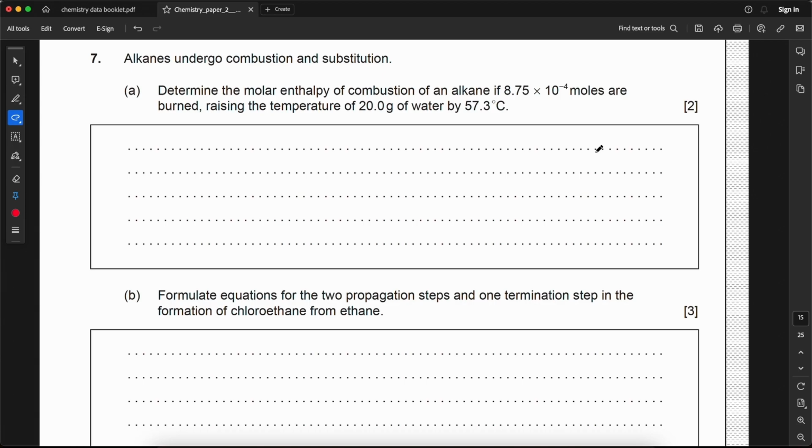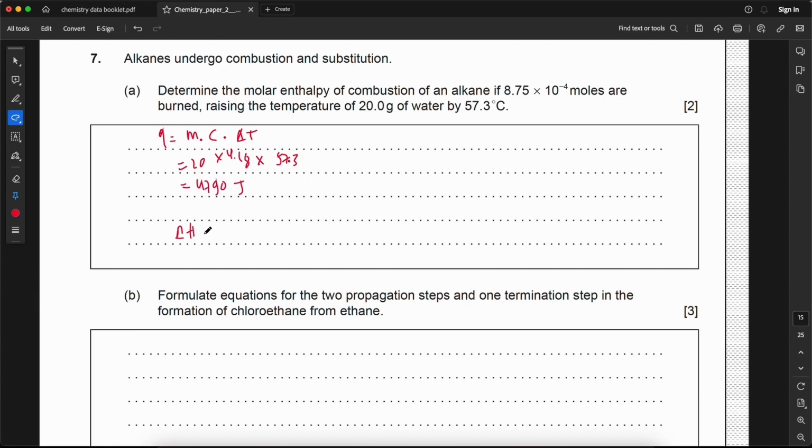Alkanes undergo combustion and substitution. Determine the molar enthalpy of combustion of an alkane if 8.75 times 10 to the power -4 moles are burned, raising the temperature of 20 grams of water by 57.3. So Q is mcΔT, and then we divide it by the moles later on. So 20 times 4.18 times 57.3, which is 4,790 joules.